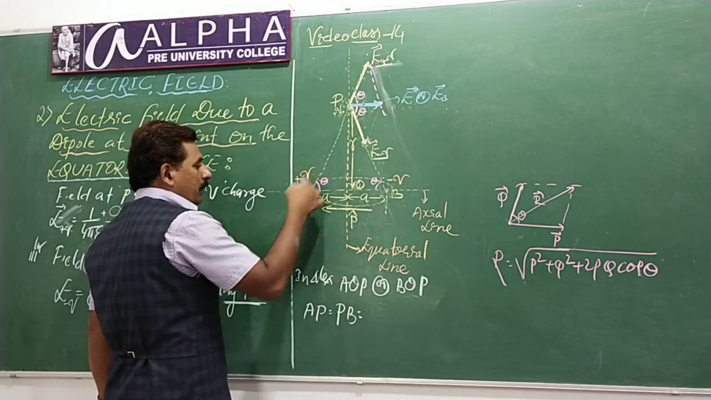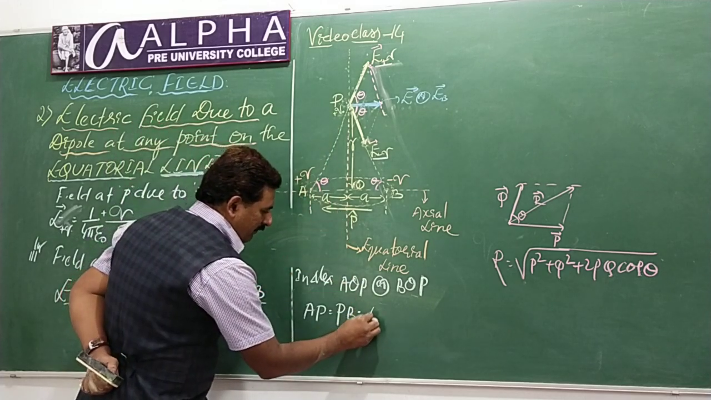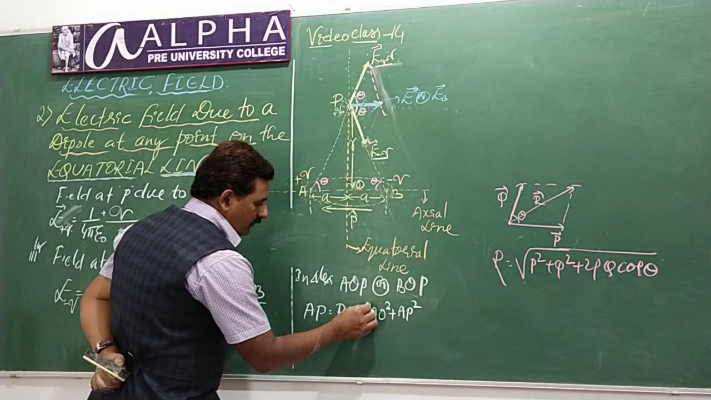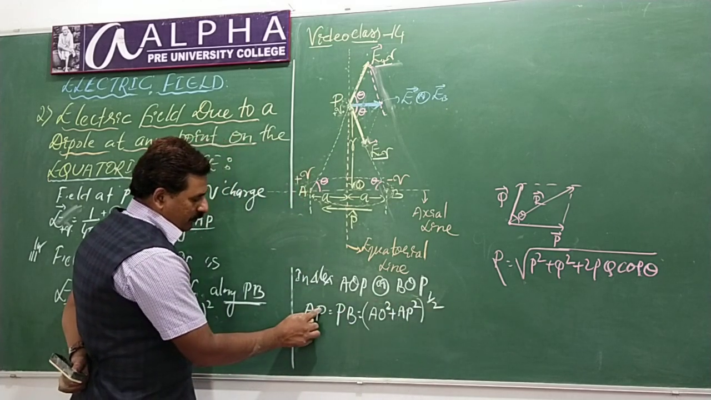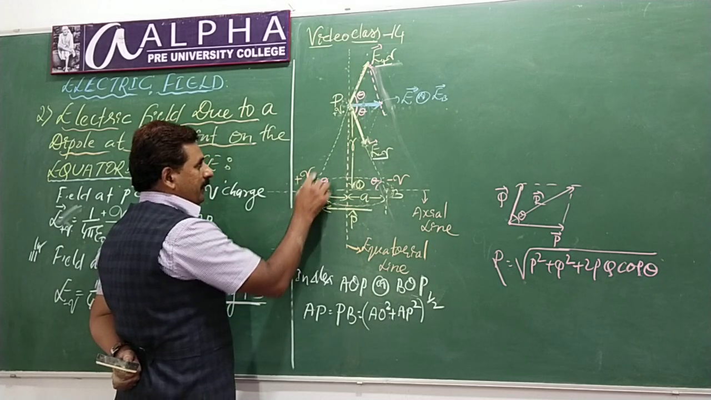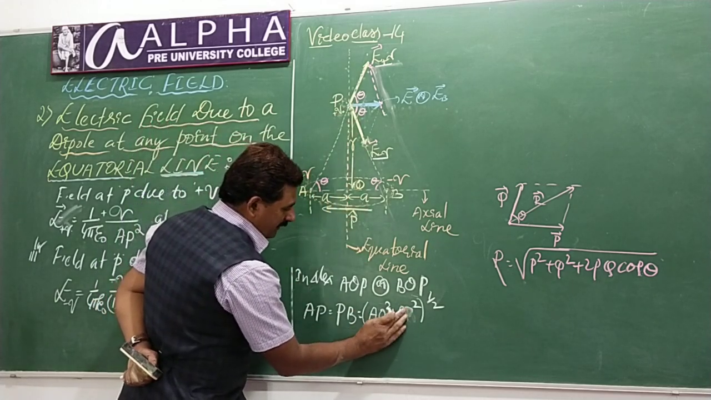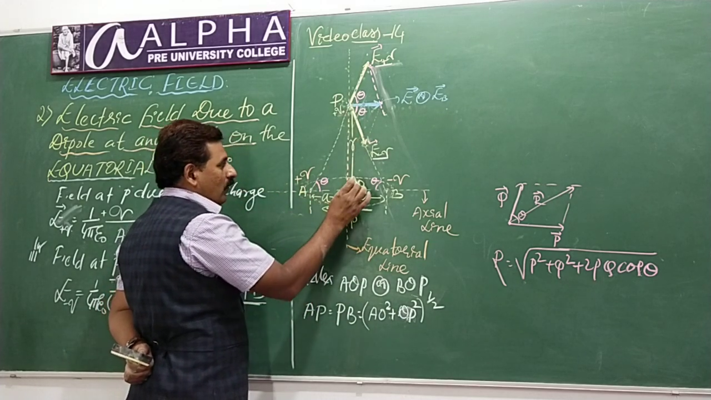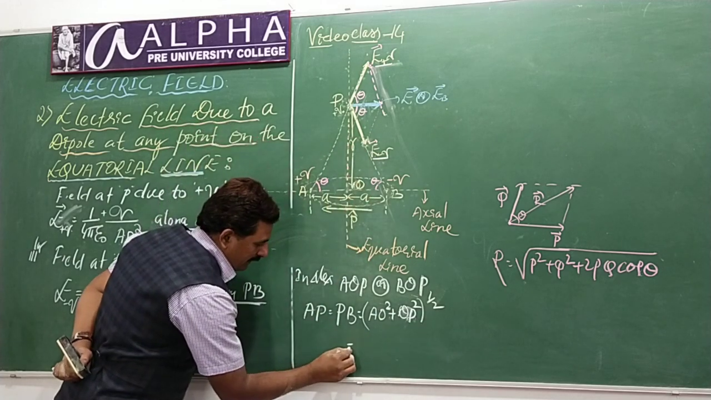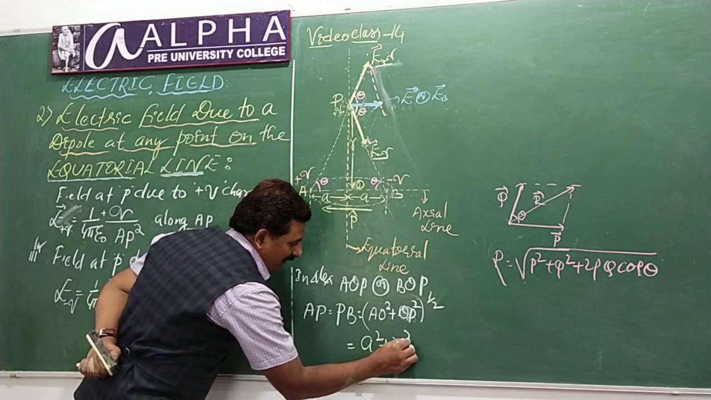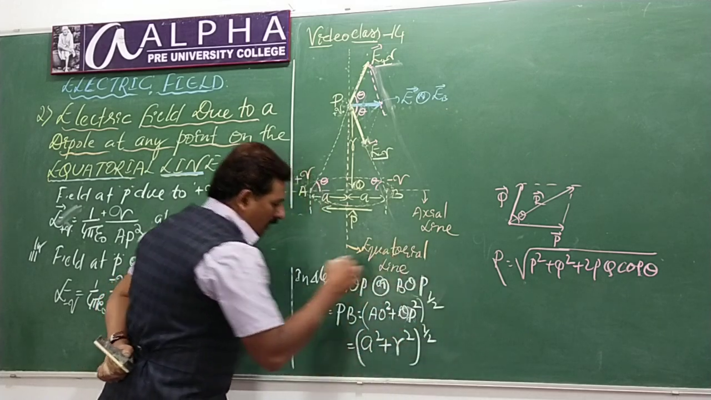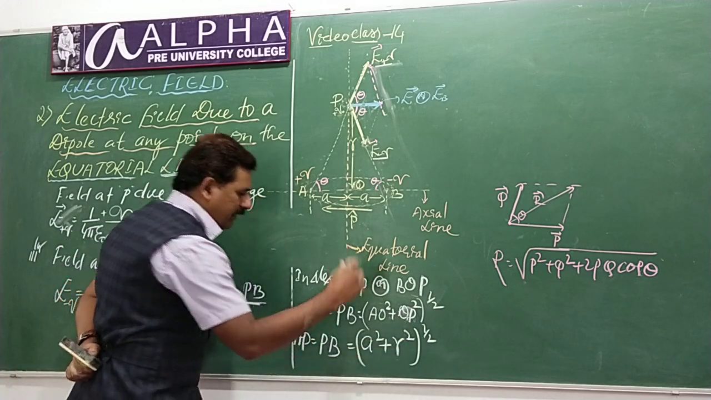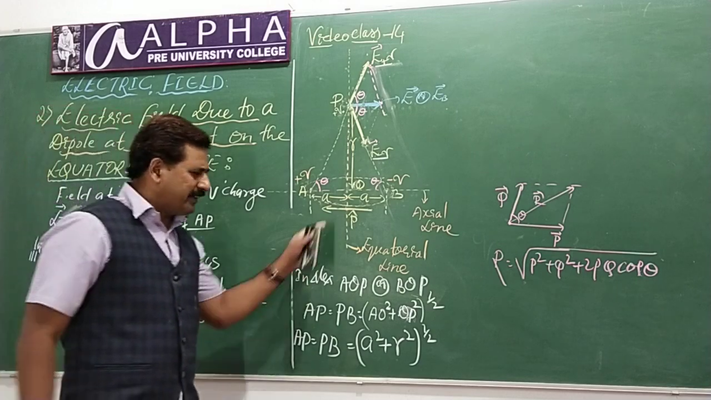Right. What is AP? Hypotenuse. What is hypotenuse? Sum of the squares, AO square plus OP square, whole to the power half. Because AP square is AO square plus OP square. OP, from O to P. What is AO? A. What is OP? R. That's why you can write A square plus R square whole to the power half. Remember students, AP is equal to PB, that's equal to A square plus R square, whole to the power half. Very simple, right? It's a very simple calculation.